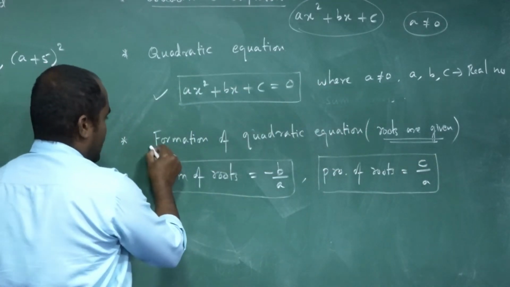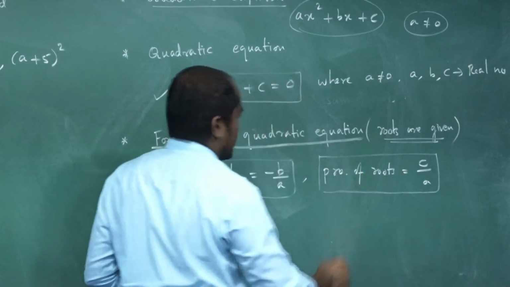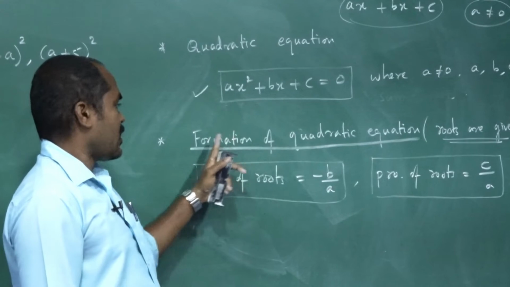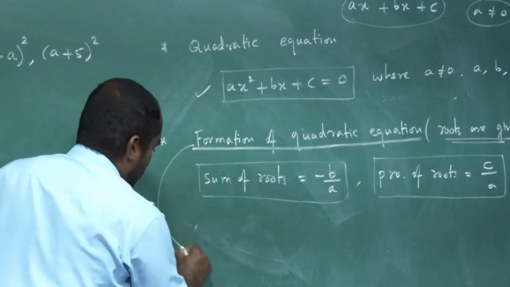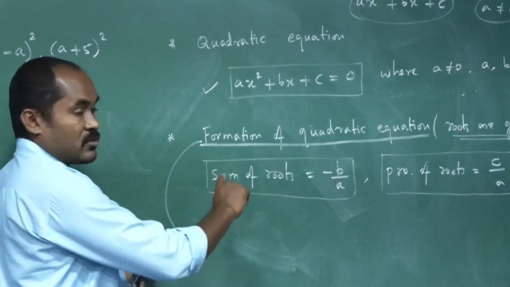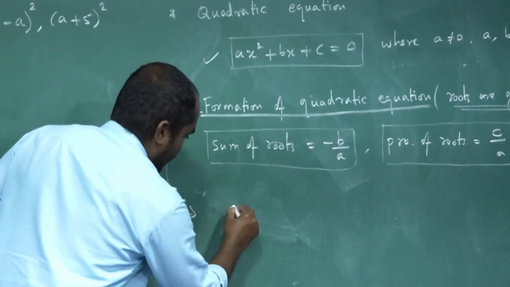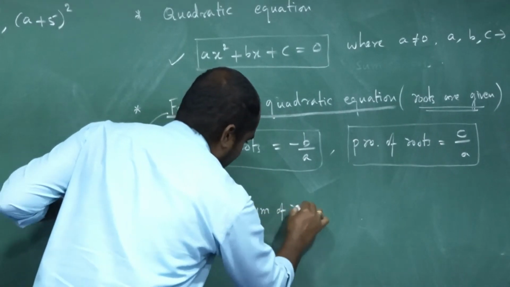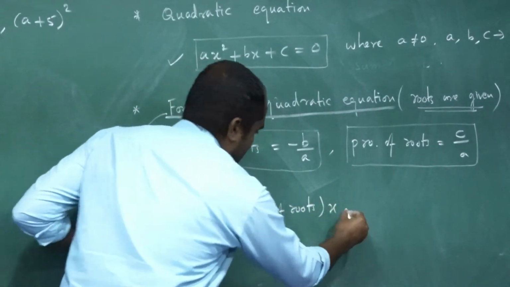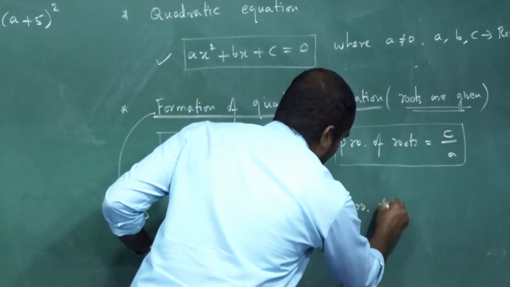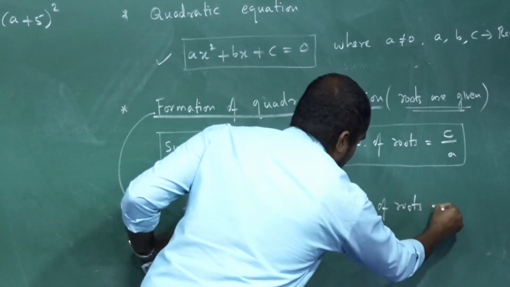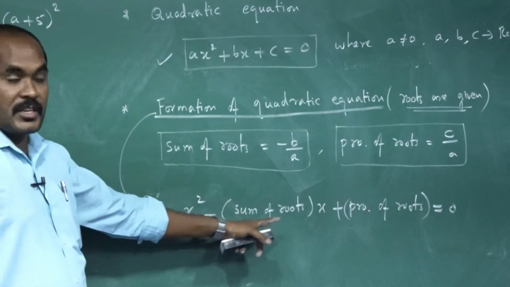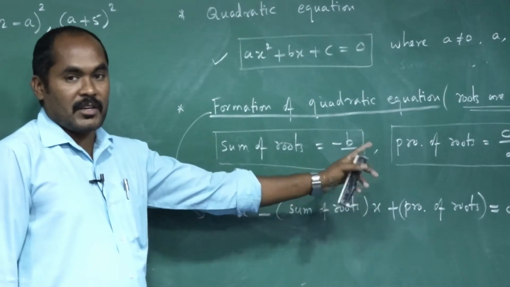So our heading is formation of a quadratic equation whose roots are given. We know the roots, how do we make a quadratic equation? We use this form: x square minus sum of roots into x plus product of roots is equal to 0.